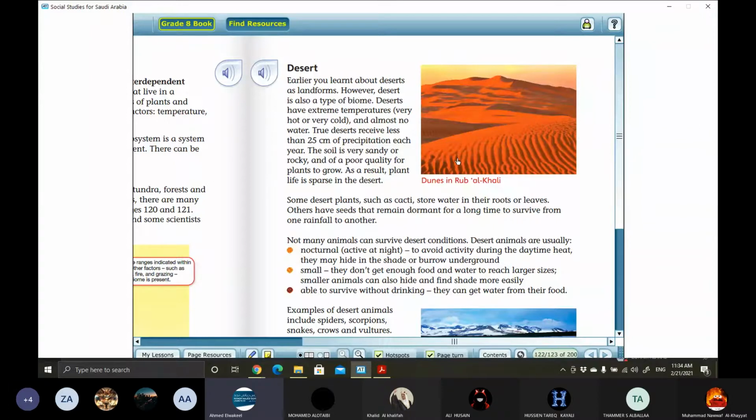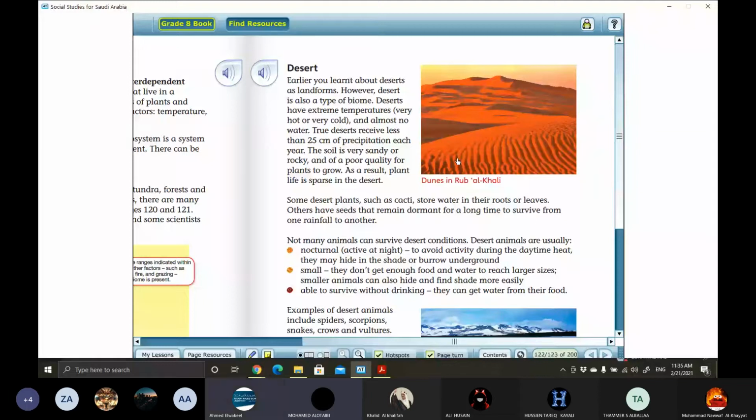Also, you have camels, because camels can live for approximately 30 days without even drinking water. You have some plants like cacti, because they can also live for a very, very long time without drinking so much. So, there are also some sheep in these places.